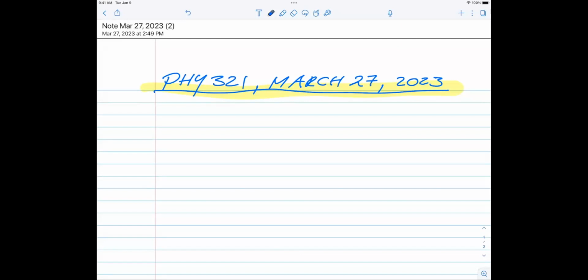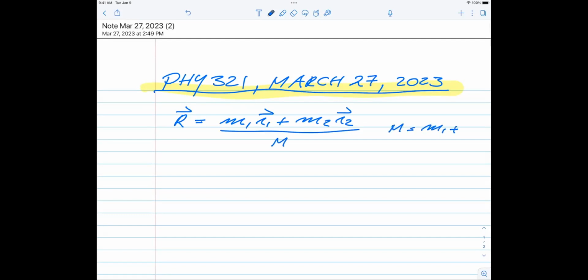Okay, so what we did last week was to define, since we just were looking at 2 objects, so this is a topic of 2 body forces, the center of mass position, which is a weighted average of the positions of 2 objects, divided by the total mass, where the total mass is simply m1 plus m2 here. And then we define the relative position, which is simply r1 minus r2.